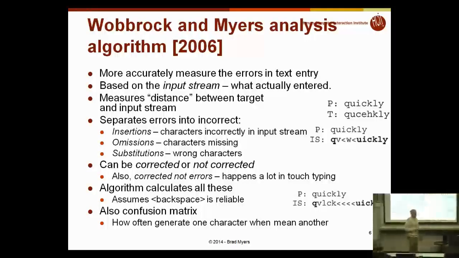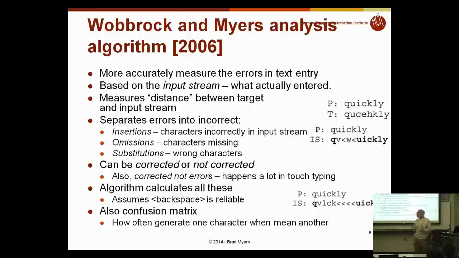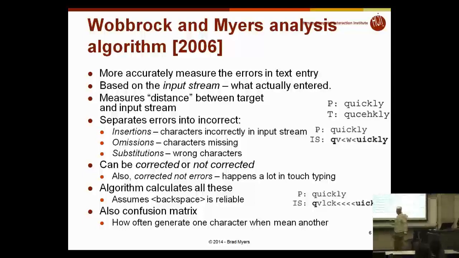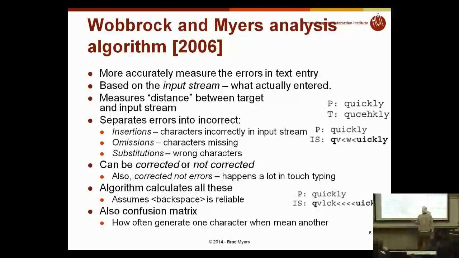And so the idea of this algorithm is to try and match up these 2 strings as closely as possible and tell you whether it seems like there were incorrect letters inserted, there were some important letters that were missing, so these are insertions, omissions, or the wrong characters were typed when they meant to do something else. And so by looking at the resulting string and doing this matching to try and match them up, you can come up with a measurement of how many of each kind of these errors happens. And they can be corrected or not corrected.